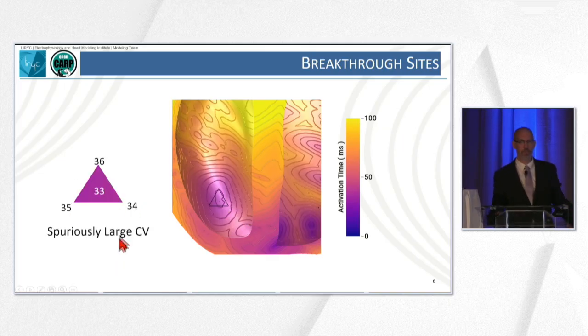So if we were using my previous algorithm to determine the conduction velocity, we can see the corners are 34, 35, and 36 milliseconds. So it seems like it only took 1 millisecond to traverse this element. But really, activation started in the middle earlier and took almost 2 milliseconds to go there and 1 millisecond to go there. So this should really be more like 3 milliseconds to go across the bottom. But when you do the calculation, you're going to get a spuriously large conduction velocity.